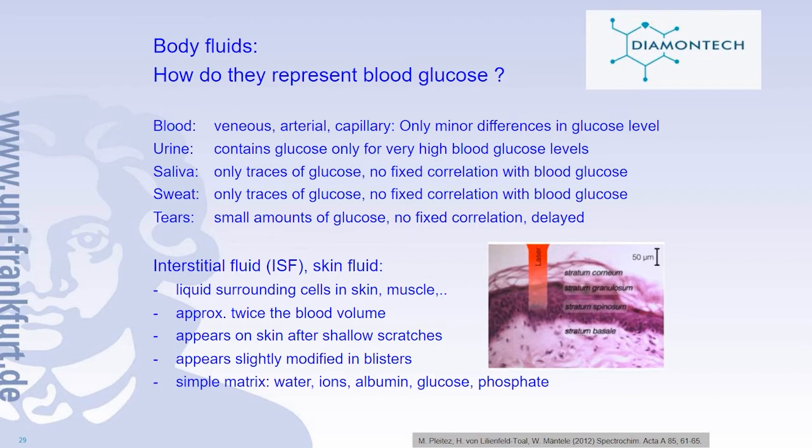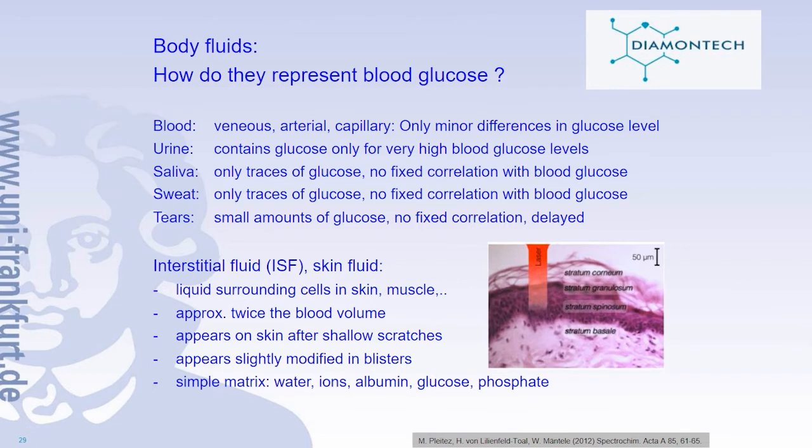You know that liquid, it appears on skin after shallow scratches, or it appears in a modified version in blisters. And it's fairly simple. It's a matrix of water, ions, albumin, glucose, and phosphate. And glucose in interstitial fluid represents about 90% of blood glucose. And if blood glucose changes, the ups and downs of blood glucose show up with very little delay in interstitial fluid. So targeting interstitial fluid in the skin with spectroscopy is a possibility to get a non-invasive glucose measurement done.